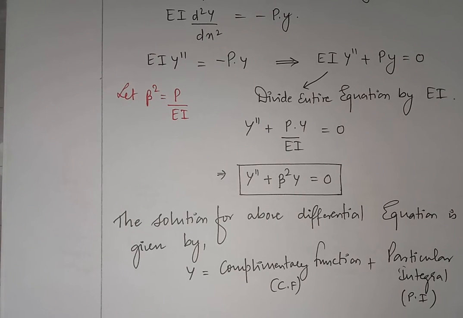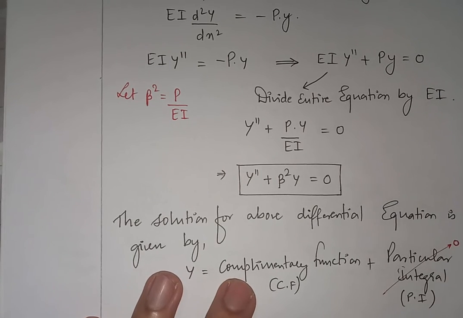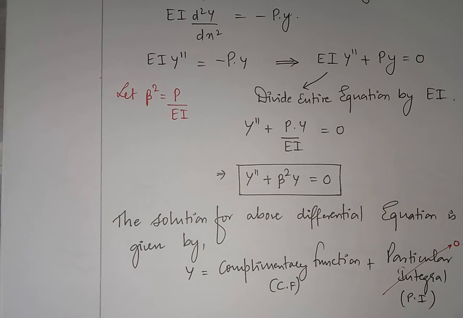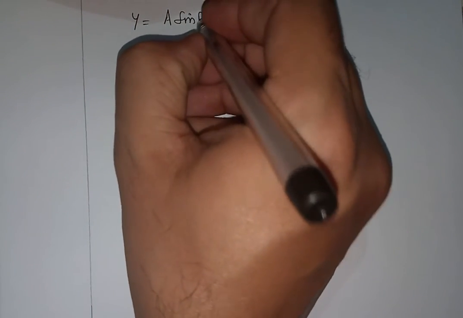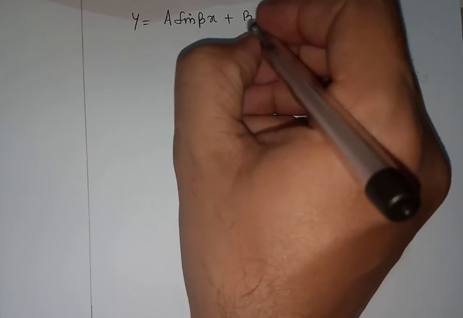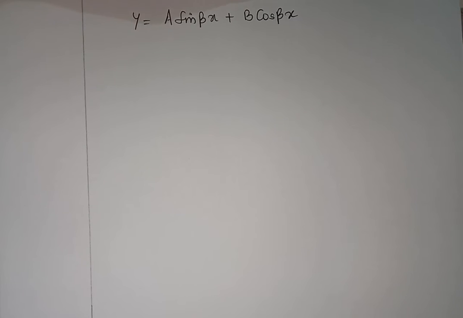Now here in this particular case, PI becomes 0. I am not dealing much with the mathematical aspect. Since you have already studied it in mathematics, after this I'll be directly introducing the complementary function. So let me write the complementary function. The complementary function is given by y is equal to a sine beta x plus b cos beta x. Right? So this is the complementary function, or the solution of the differential equation which I have obtained.